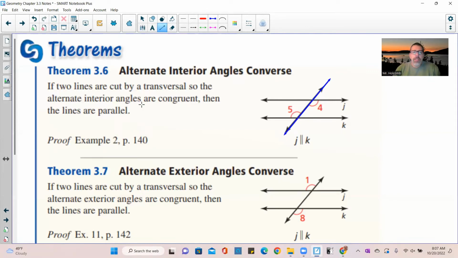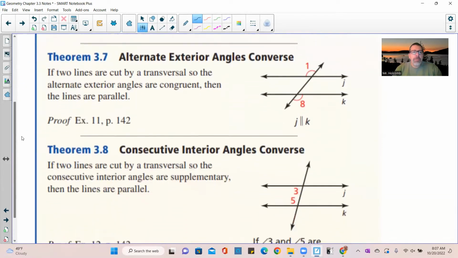This is my transversal. Two lines, J and K, are cut by this transversal. So the alternate interior angles are congruent. Okay, so that's saying angle 4 is congruent to angle 5. So we mark them with one arc, which indicates congruence in geometry diagrams. So if that is the case, then the lines are parallel. So if alternate interior angles are congruent, then the lines are parallel. So we can prove that J is parallel to K. And that proof example is example 2 on page 140 when we get there.